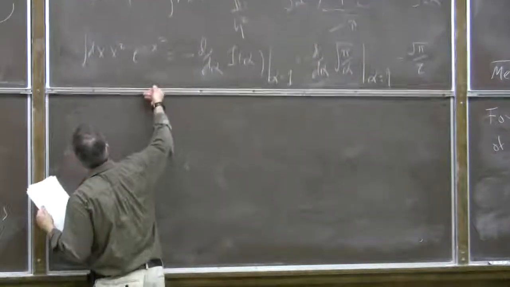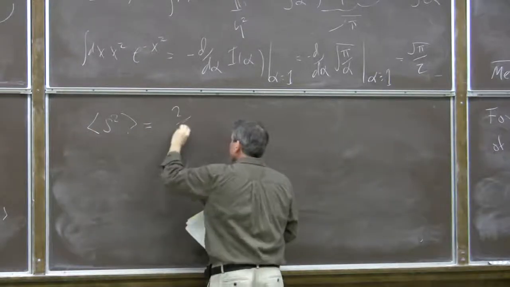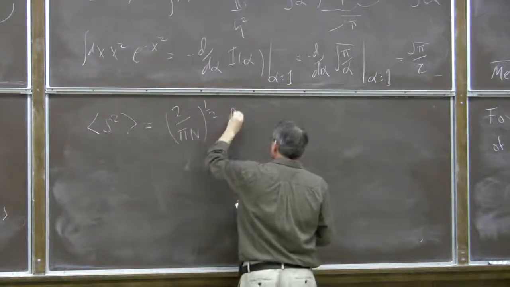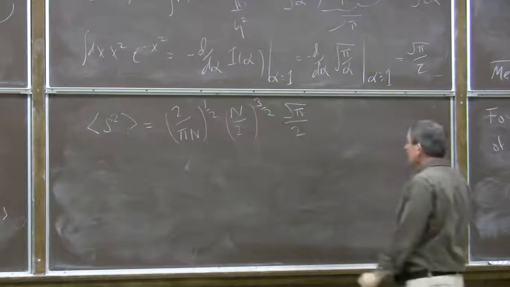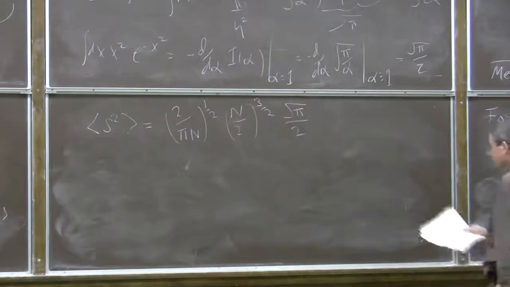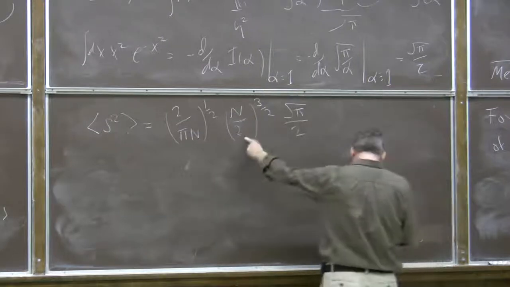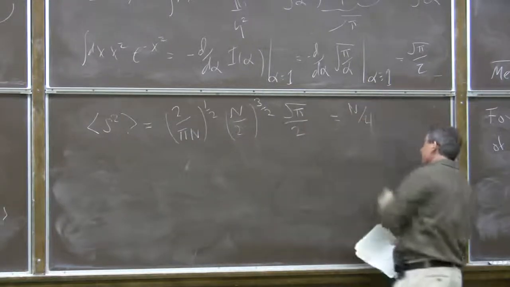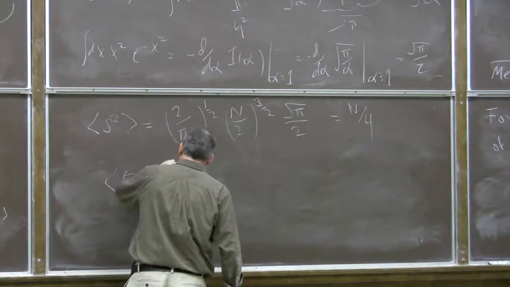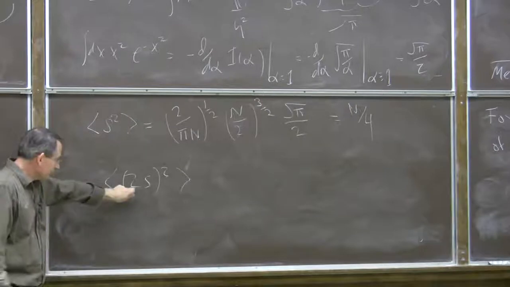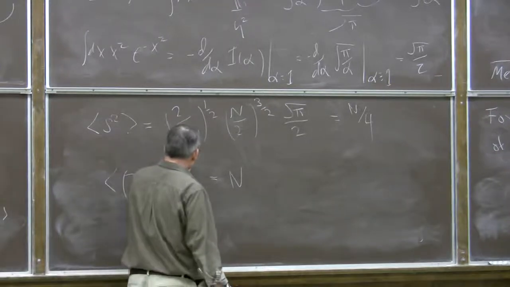So when we put together our factors for the expectation value of s squared, I have the 2 over pi n to the 1/2, like I said before, and the n over 2 to the 3/2, and the factor square root of pi over 2. So the pi's cancel, and I get 1 factor of n in the numerator, and I get 2 factors of 2 in the denominator, because this is 2 to the 3/2, and it's n over 4. So that means if I look at the expectation value in this Gaussian distribution of the square of the spin excess 2s, because now there's an extra factor of 4, it's n. And if I take the square root, it's n to the 1/2.